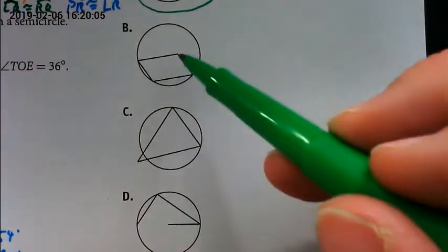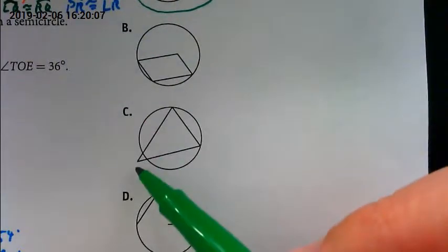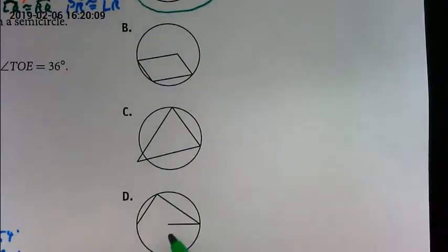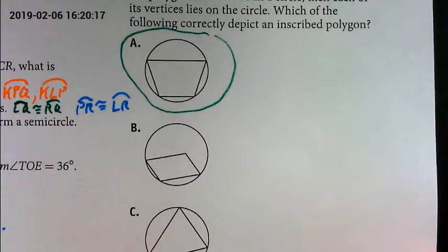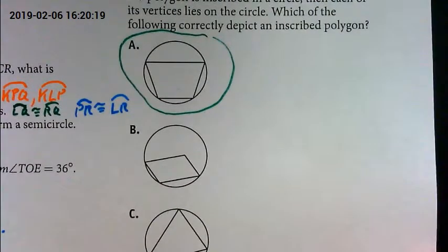Right? This one, a vertex is not touching the circle. This one, a vertex is outside the circle. This one isn't even a triangle. I hope no one picked D. Alright? Again, A is the only one that makes any sense at all. So, moving on.